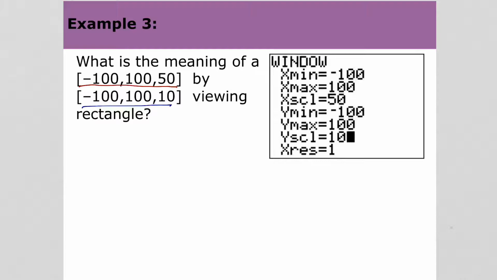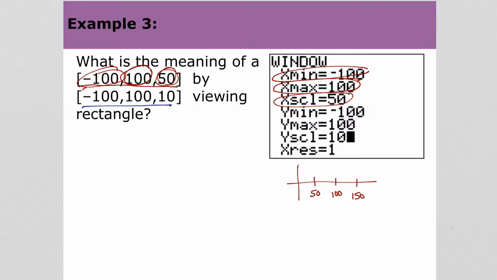Okay. Well, the first -100 here is your x minimum, and then this is your x maximum. So you have your x minimum of -100, your x maximum of 100, and the 50 is the scale. Now, what is the scale? That is how many units will there be between each mark. So when your graph is marked, it'll look like this: this will be 50, the next one will be 100, the next one will be 150, like that.